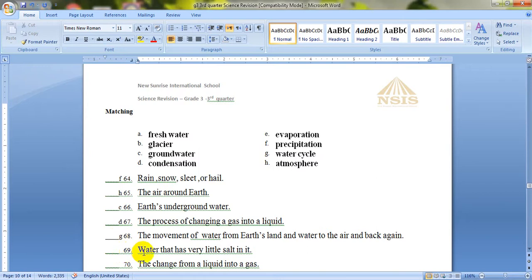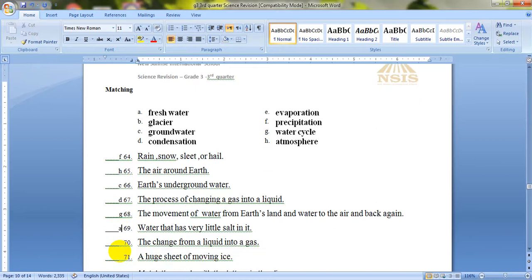69. Water that has very little salt in it. It doesn't have a lot of salt. Which kind of water is that? Of course, it is fresh water.